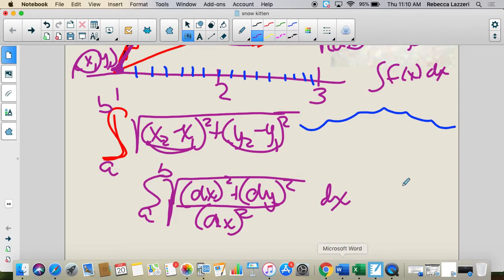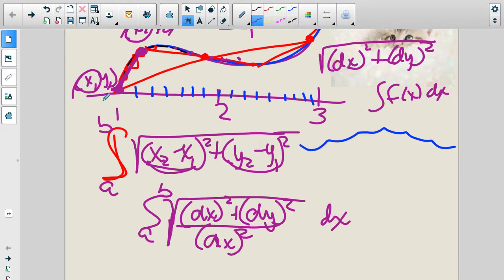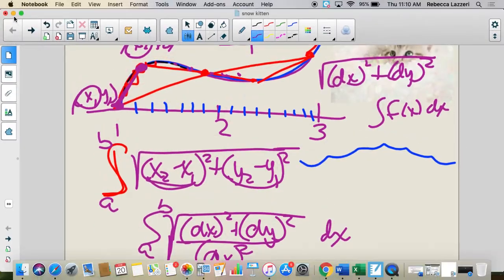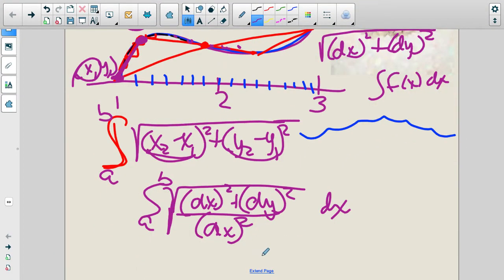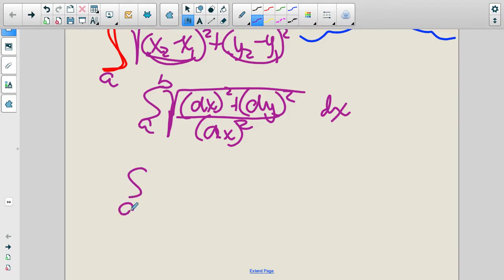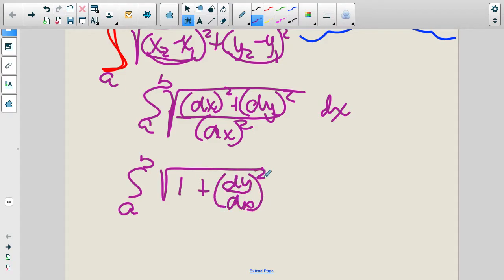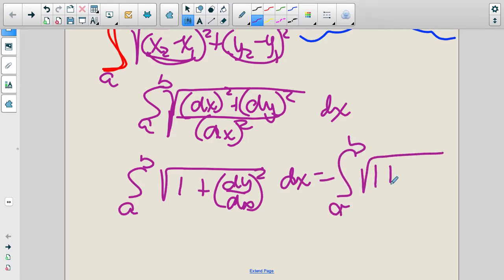Okay, so I have the integral from a to b of the square root of 1 plus dy over dx squared with a dx on the back. So I have the integral from a to b of the square root of 1 plus y prime squared dx. Super easy formula. That will find the length of an arc. Okay, now let me pause for a minute. Today what we're studying is arc length.